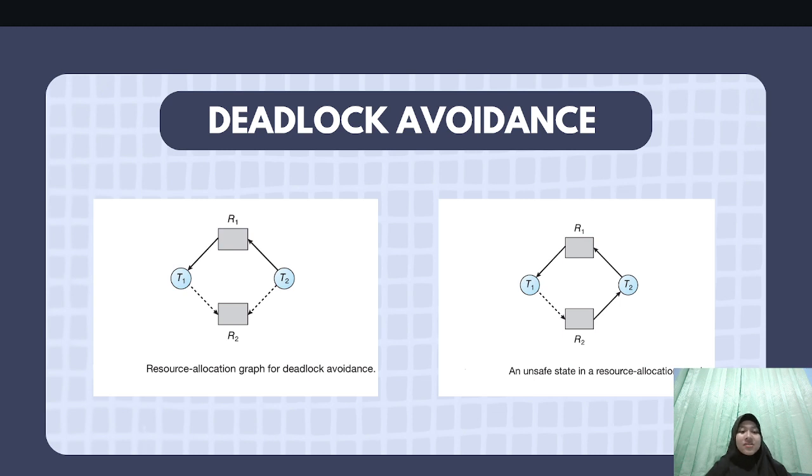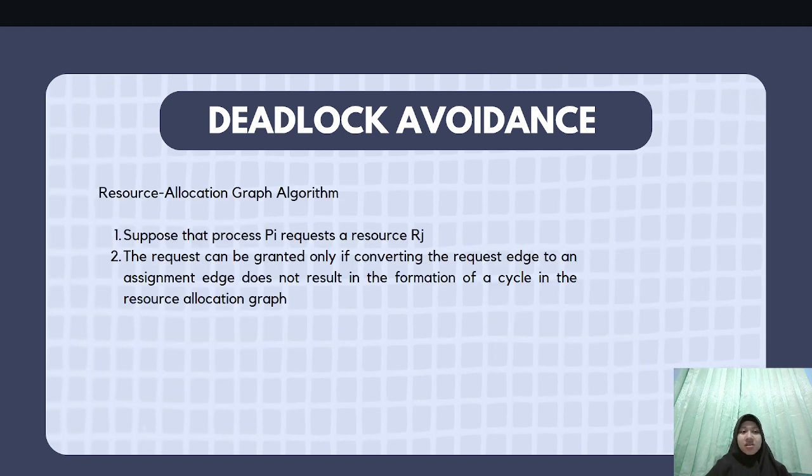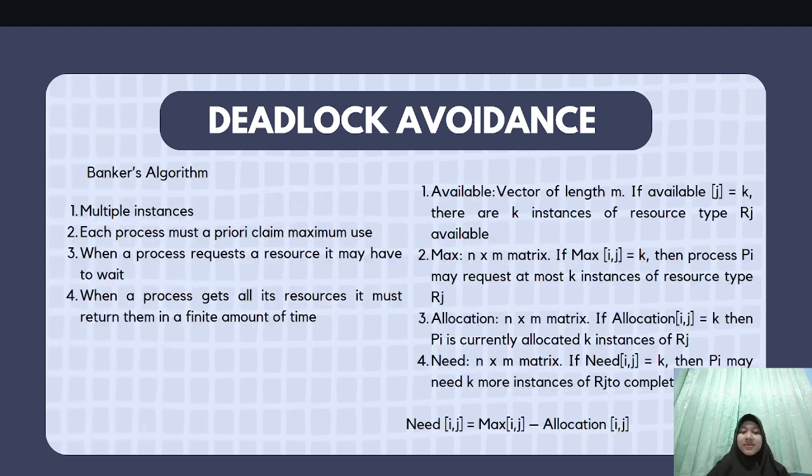Here is an example of a resource allocation graph for deadlock avoidance, and an unsafe state in a resource allocation graph. Here are the pictures to make the explanation easier to understand. Okay, so there is a resource allocation graph algorithm. Suppose that process Pi requests a resource Rj. The request can be granted only if converting the request edge to an assignment edge does not result in the formation of a cycle in the resource allocation graph.